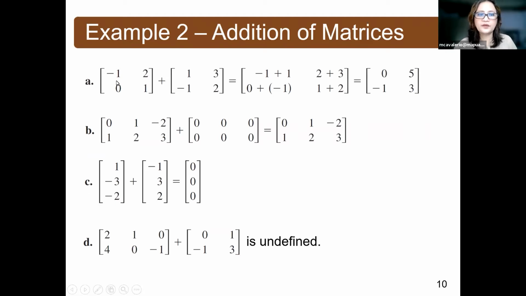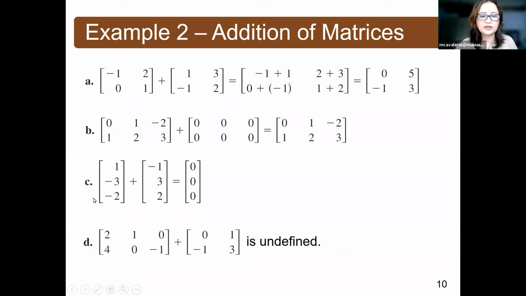For example, if you have here A, which is a pair of 2 by 2 matrices, therefore we can find the sum. We only need to add element per element, say negative 1 plus 1, that would be 0, and then 2 plus 3, that would be 5, and so on. So we only do it element per element. Similarly with B, we can add them because they have the same size, which is 2 by 3.